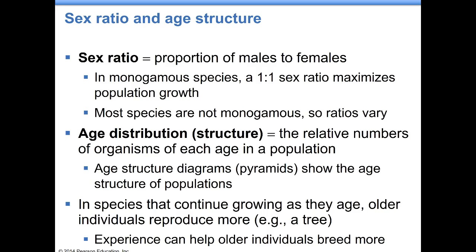Okay, so let's talk about age distribution. And as I said, we're going to hopefully be seeing a video on age structure and age distribution. But these would be special diagrams or pyramids that are going to show the age and structure of populations. They give the idea of the relative number of individuals that are in each age group of a population.